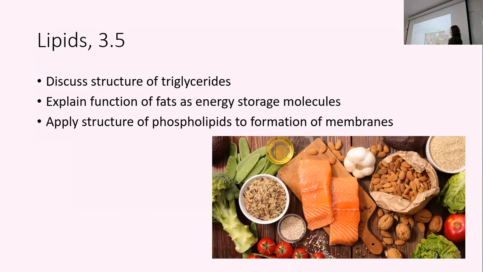Lipids are going to be a little different than these other polymers we've been talking about. We'll talk about why, talk about function of fats, and then also talk about another function. So mostly is energy storage, but then another function is the formation of membranes, like cell membranes. And so that's kind of where we'll end unit 3.